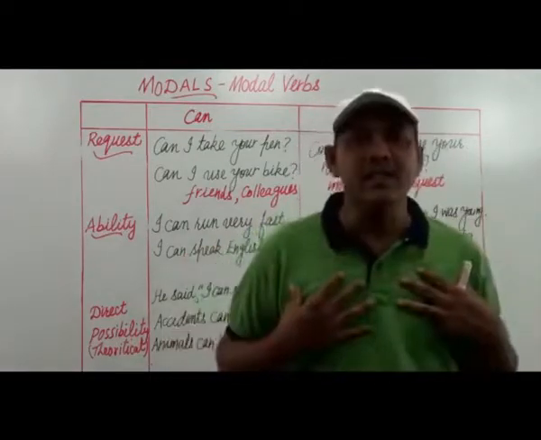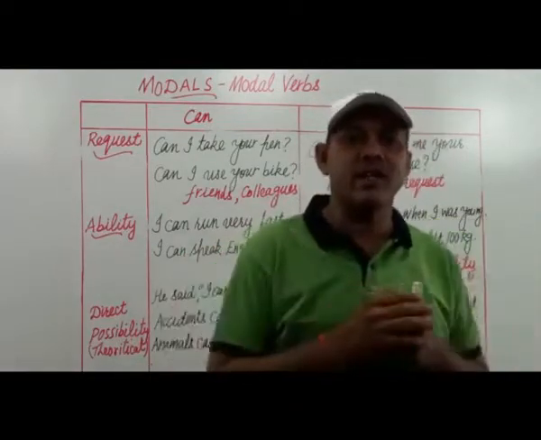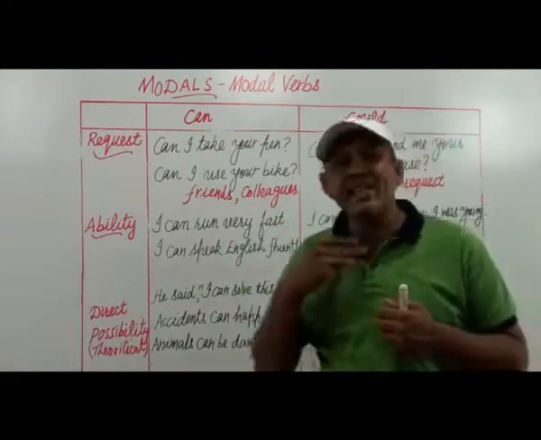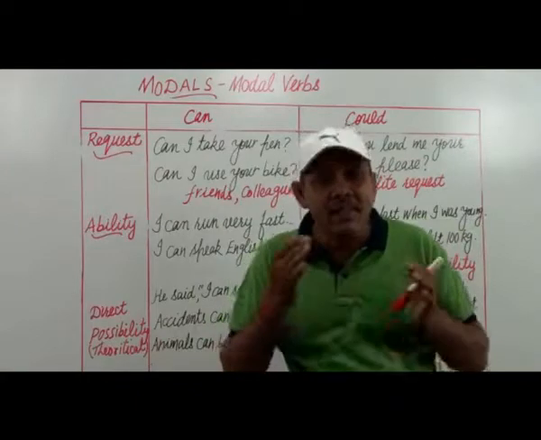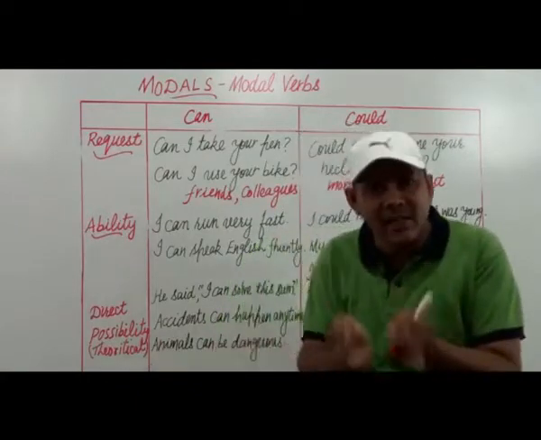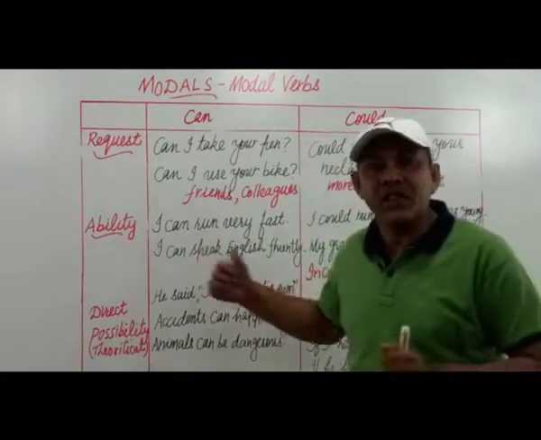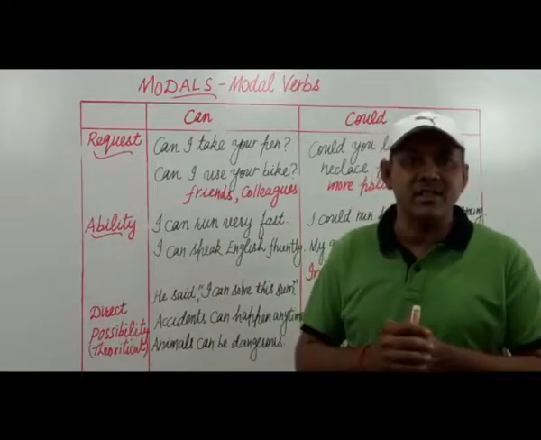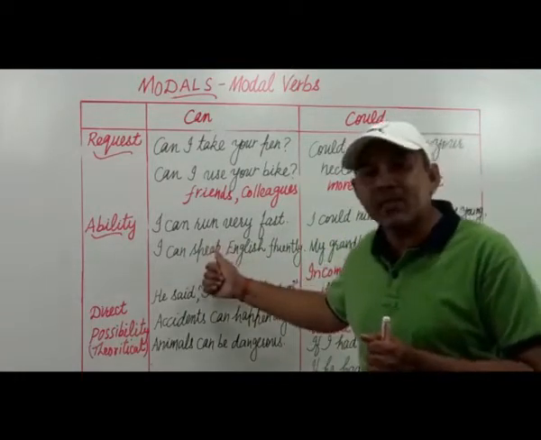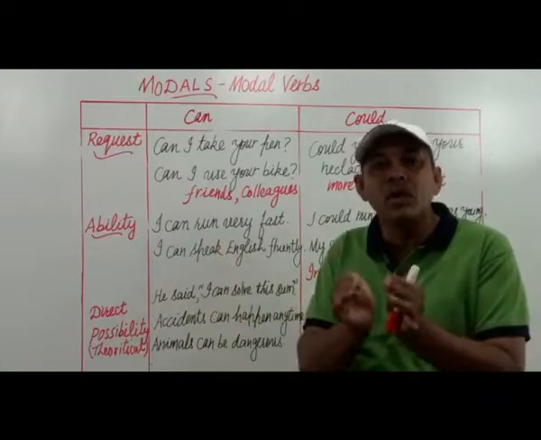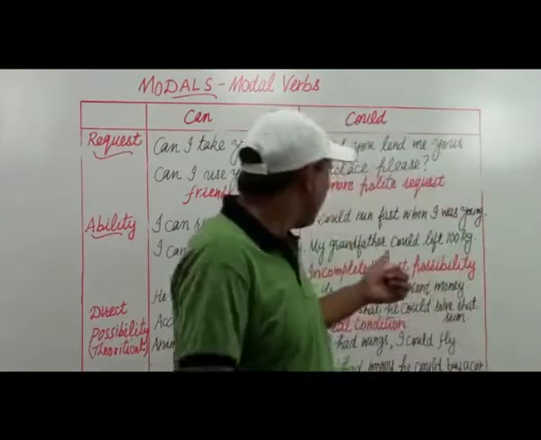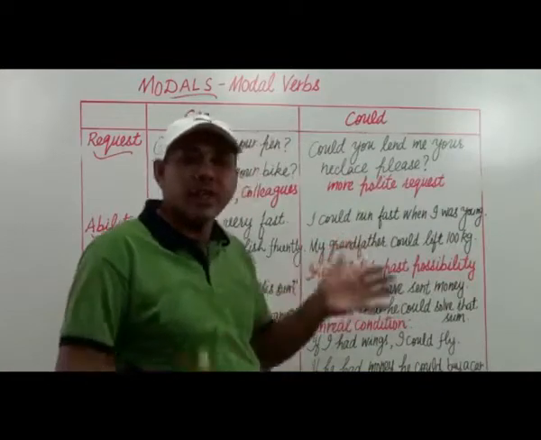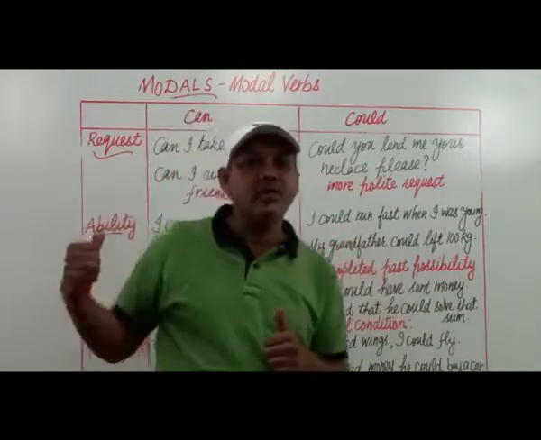It expresses ability. For example, I can run very fast. This is my ability, that I can run very fast. I can speak English fluently. This is my ability, the ability at present. I can teach English. To express the ability of someone, we use the modal verb can. But to express the ability of the past, we use could instead of can.